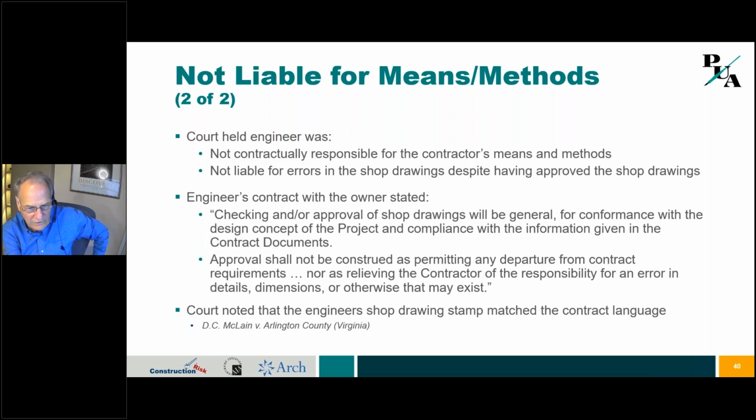So here, the engineer's contract said that we're looking at, in general, for conformance with the design concept, and approval is not to be construed as permitting any departure from the contract requirements, nor as relieving the contractor of the responsibility for an error or omission.